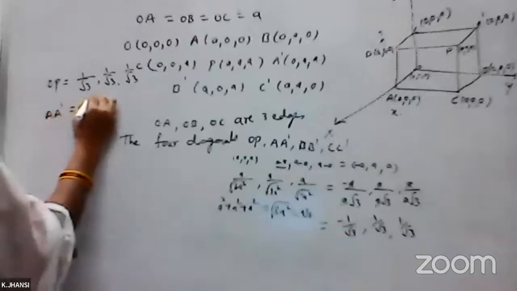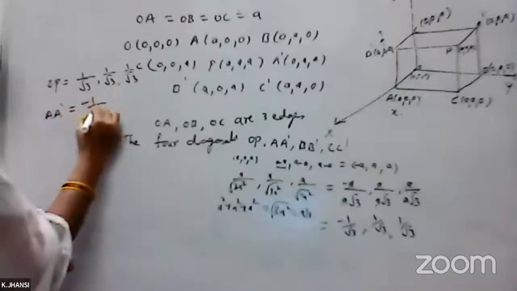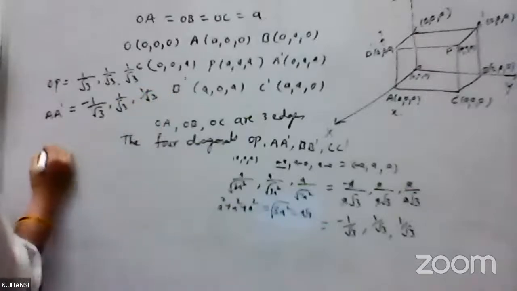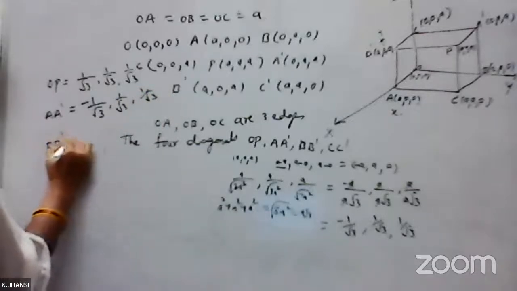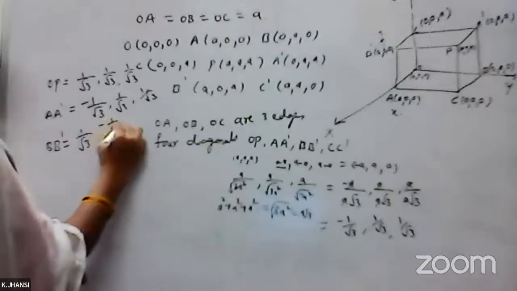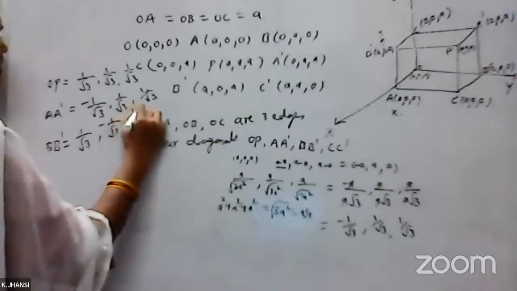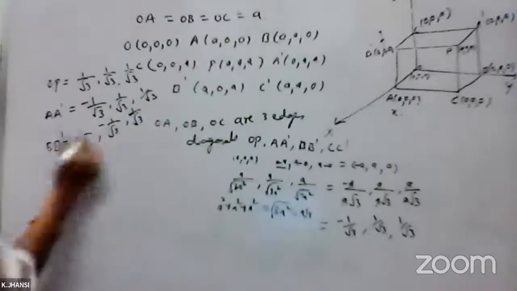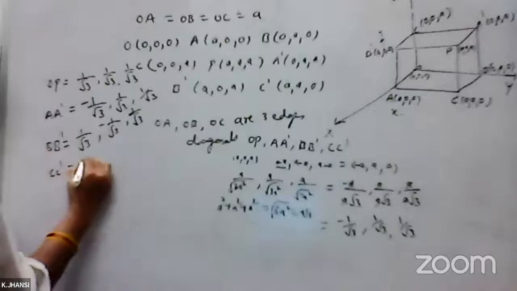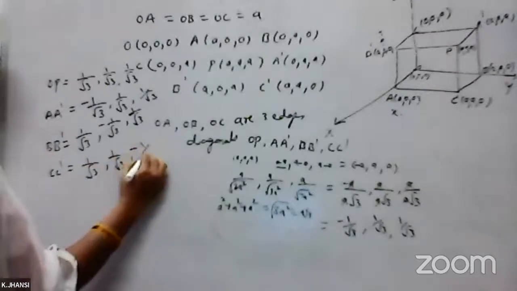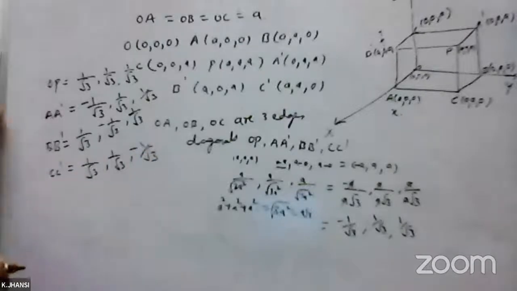For AA dash, you will get the X value as negative: minus 1 by root 3, 1 by root 3, 1 by root 3. For B dash, you will get 1 by root 3, minus 1 by root 3, 1 by root 3. Next, for C dash, it is 1 by root 3, 1 by root 3, minus 1 by root 3. Easily you can remember this one.